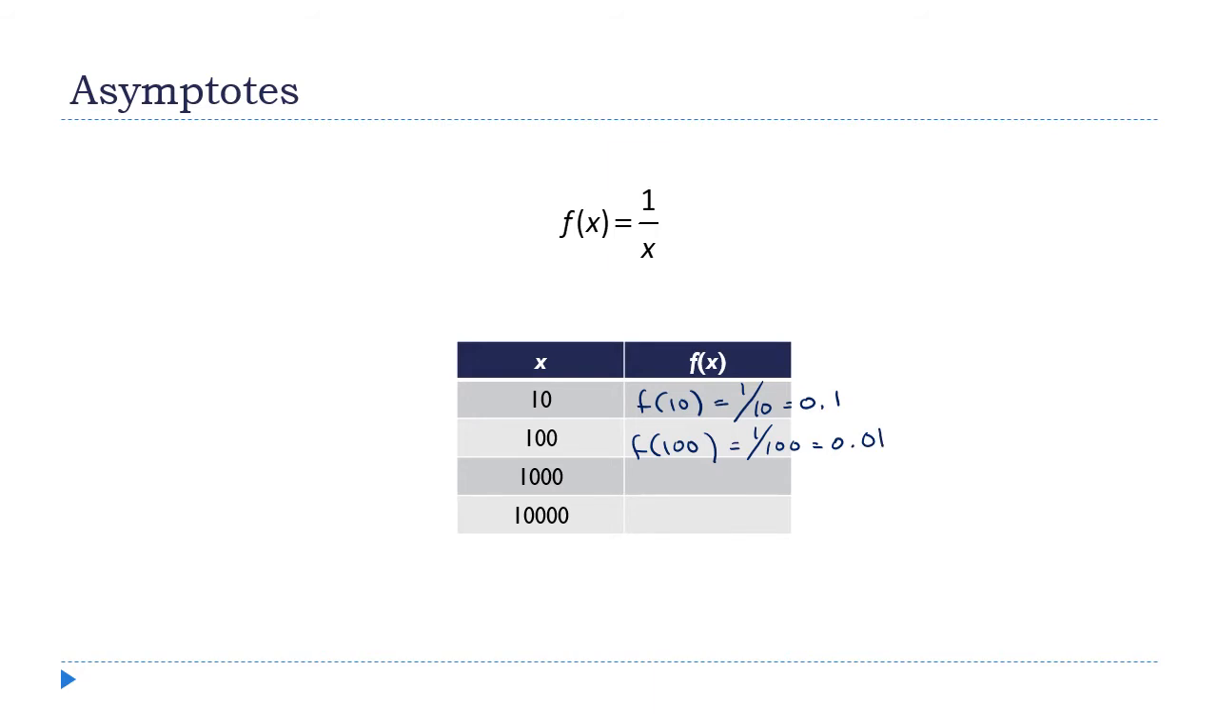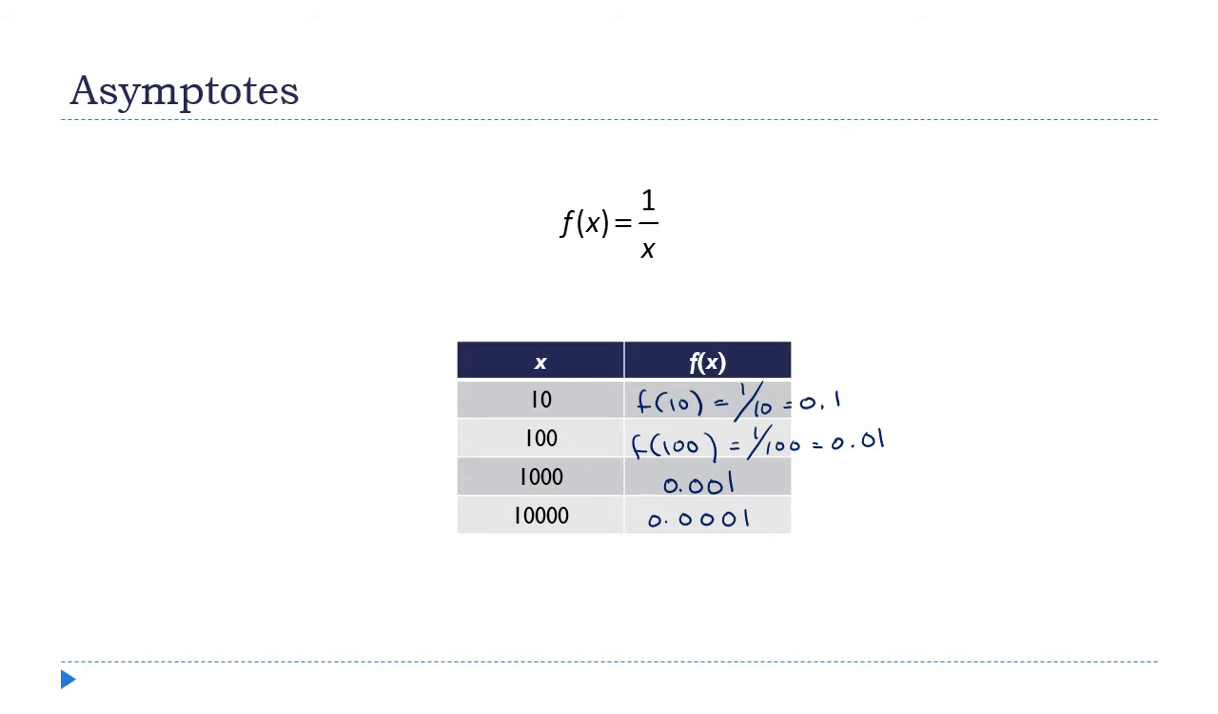Okay, and you can continue this. You can actually go to your calculator and evaluate these if you really want to see it. F of 1,000 is 0.001. F of 10,000 is 0.0001. Okay, hopefully you see we have a very similar behavior happening here.